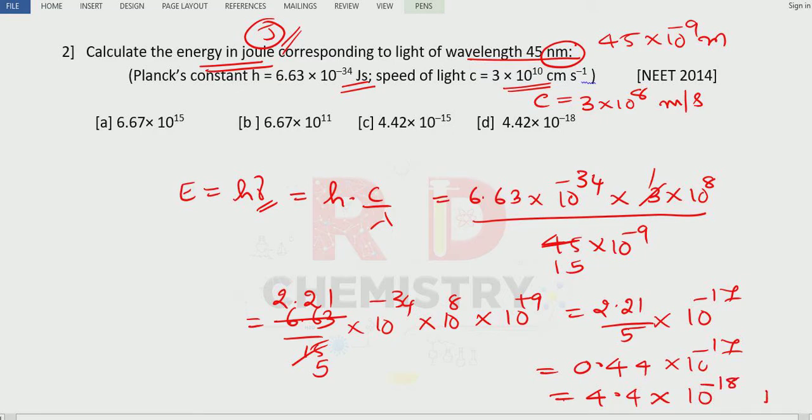So it is asked for joules, right? SI unit is joule, energy. So which answer is matching here? Option number D is the answer, correct? So here D is the answer. Clear?